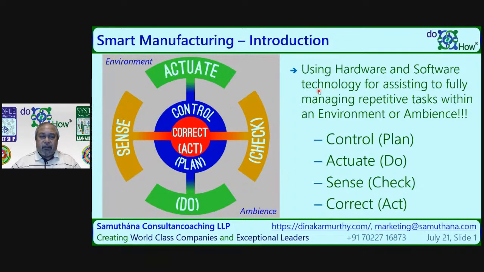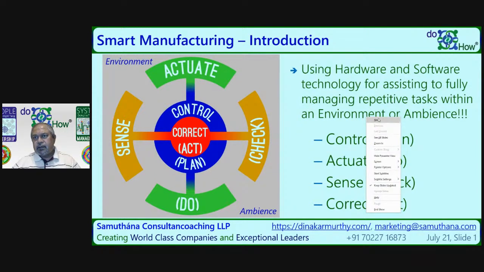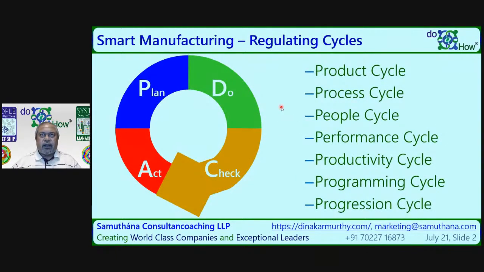So with this very brief introduction to the control concept, let us get into the topic of the various cycles. Next slide. Yeah. So here there are multiple cycles. One is the product cycle, process cycle, people cycle, performance, productivity, programming, and progression cycle. As the level of maturity increases, one would go to the higher level of the cycle. And these are the cycles which I had shown in my pictorial. If you look at my pictorial on the right side here, let me just find it out. Yeah, there it is.